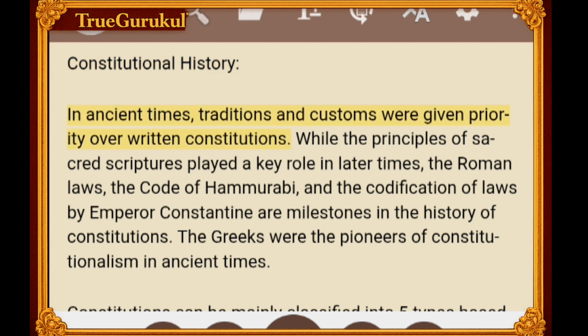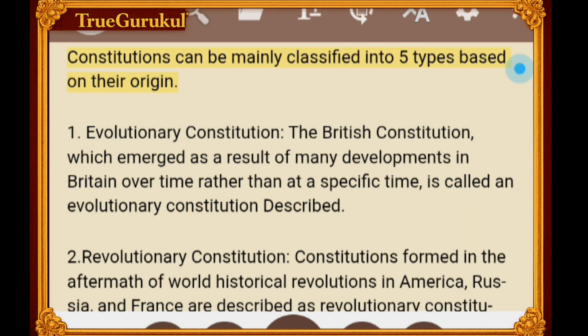Constitutional history. In ancient times, traditions and customs were given priority over written constitutions. While the principles of sacred scriptures played a key role in later times, the Roman laws, the Code of Hammurabi, and the codification of laws by Emperor Constantine are milestones in the history of constitutions. The Greeks were the pioneers of constitutionalism in ancient times.